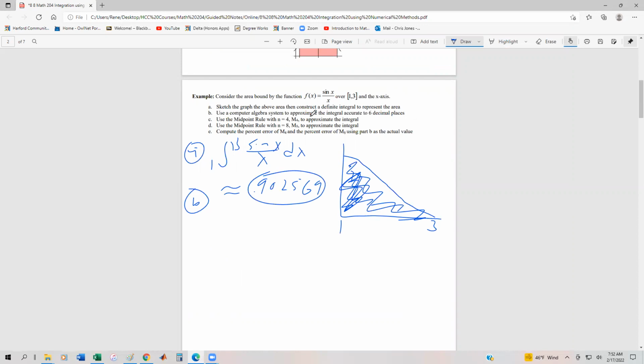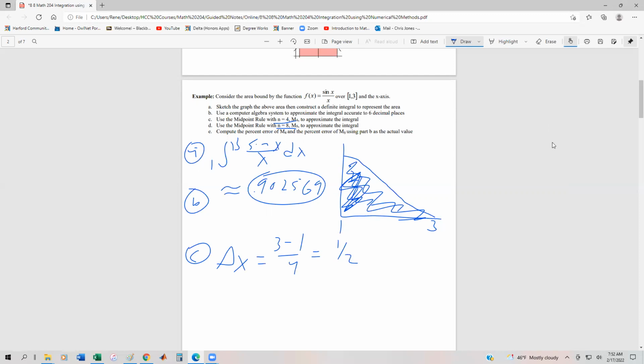Now we're going to use the midpoint rule, both with n equal 4 and n equal 8. For part C, the first thing we should do with the midpoint rule is to find each of the various tick marks, or the units. Delta x for this is going to be 3 minus 1 over 4, or a half.